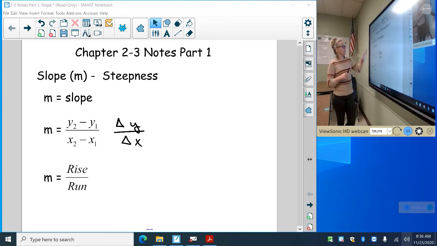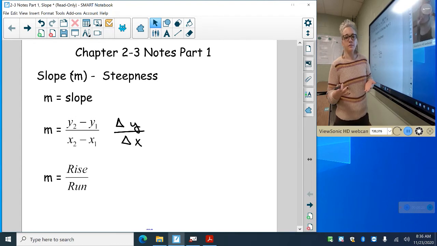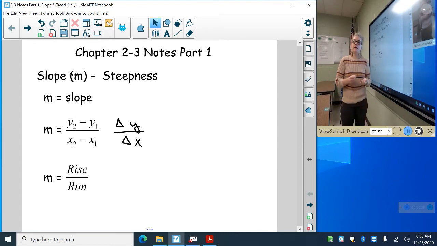Part 1, slope, first of all, we call it the M. M stands for slope when we're talking about algebra. If I say find M, that means find the slope. Slope is just the steepness of a line. If you look up the definition in the dictionary, slope will just say steepness of a line. Also, this is the formula of how to calculate slope.